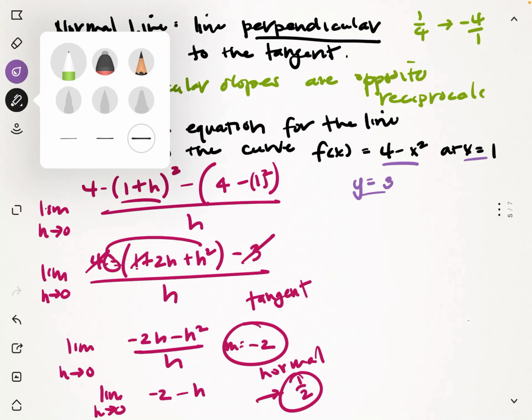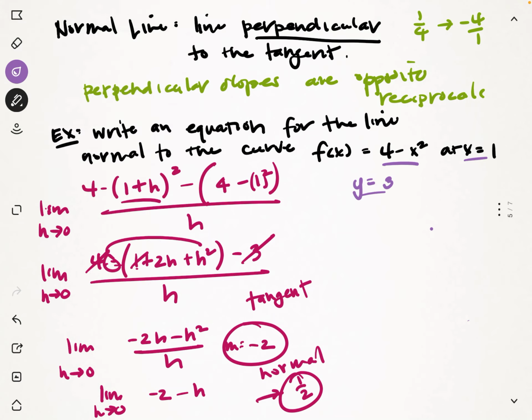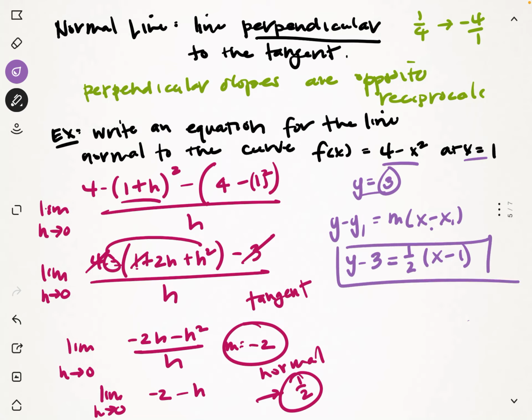So let's do so. Our point slope form: y minus y1 equals m times x minus x1. So we have y minus 3 from our point. Our normal line slope is 1/2. And then our x is 1. And we're done. So it's kind of similar to finding the tangent line equation, but we're just applying the normal line idea to it, where we take the opposite reciprocal slope and plug it in.